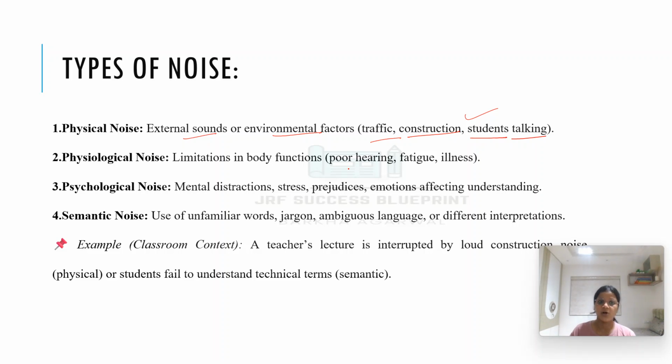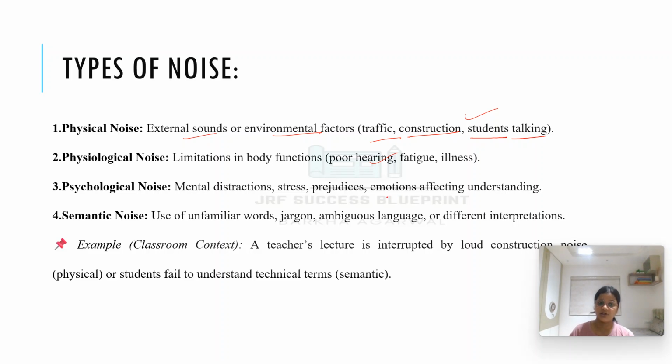Coming to physiological noise. Physiological is some problem in your body. Suppose you're feeling hungry and at the same time you are studying. Will you be able to focus on your study? No. So that is a physiological noise. You're facing a headache and you're studying. Will you be able to focus on your study? No. So that is a physiological noise.